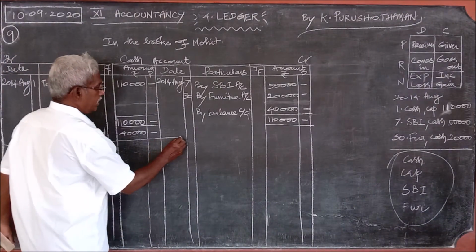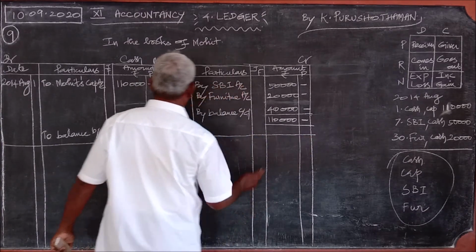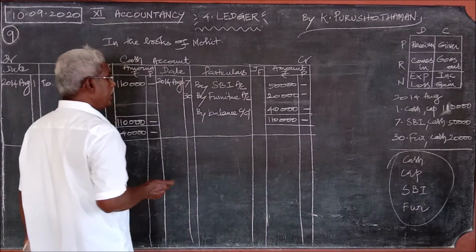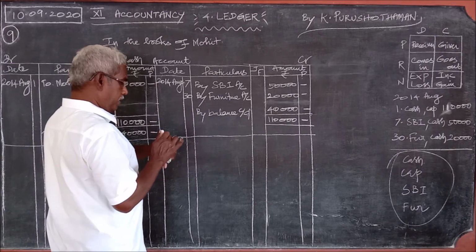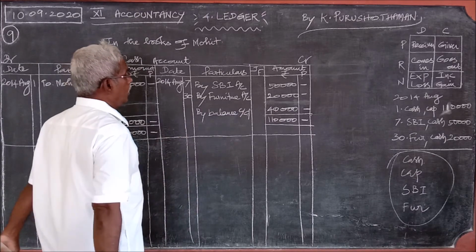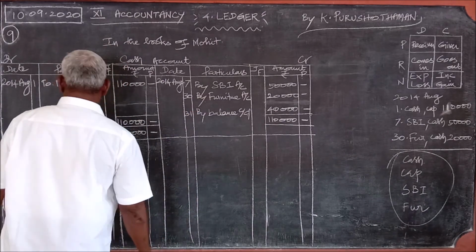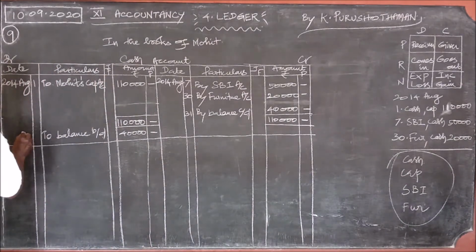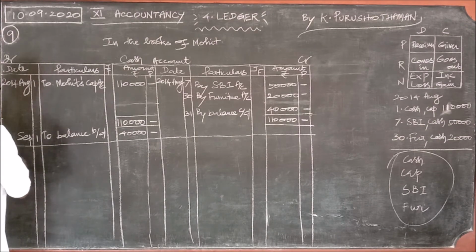But I missed one thing, what is it? Regarding the date, for carried down, the last date of the month, August 31st. January, February, March, April, May, June, July, August. July and August, the last date is 31st. And next month, September 1st for brought down. Okay, then the next ledger.